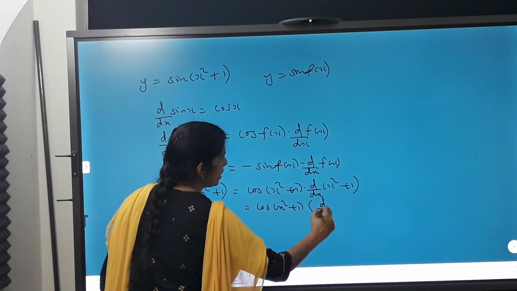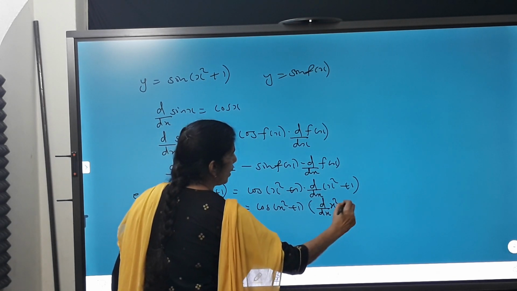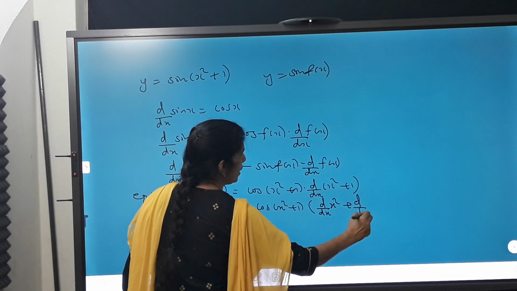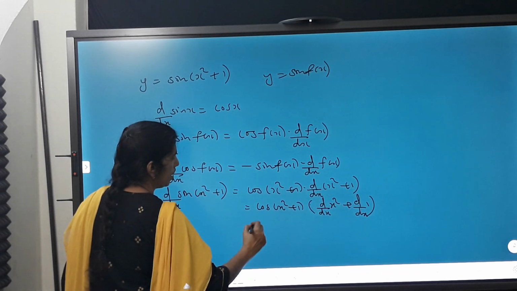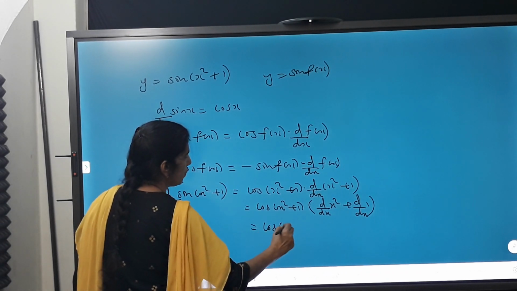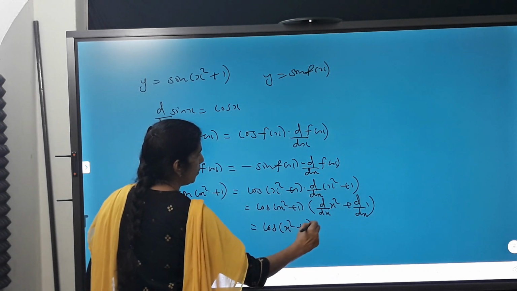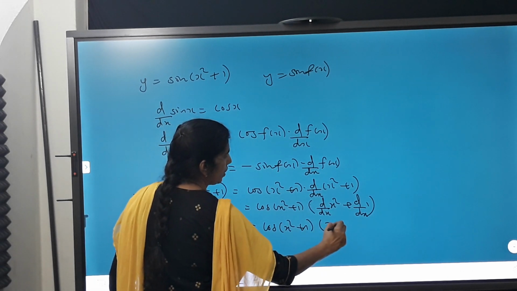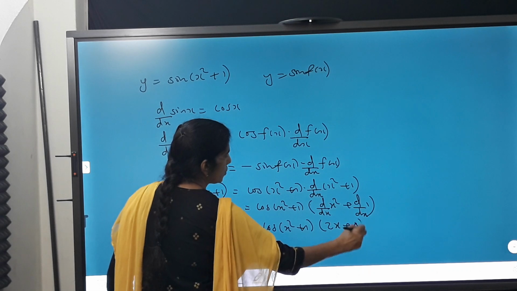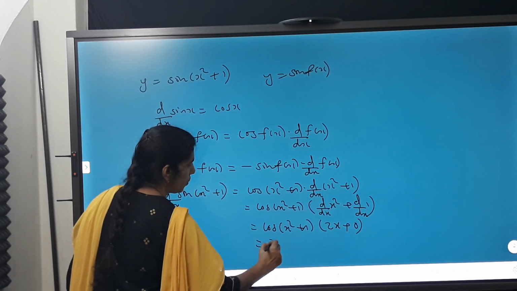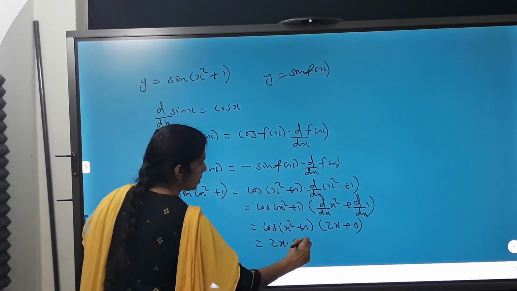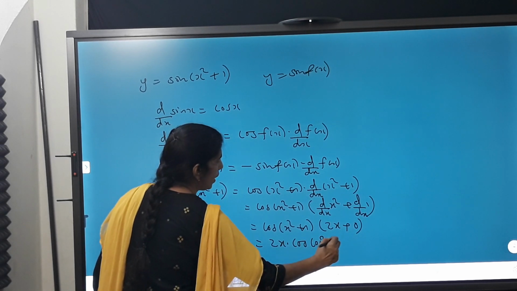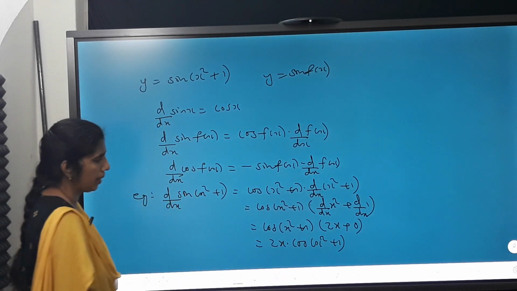That is equal to cos of x square plus 1 into d by dx of x square plus d by dx of 1. That is equal to cos of x square plus 1 into, d by dx of x square is 2x and d by dx of 1 is 0. So it is equal to 2x into cos of x square plus 1.